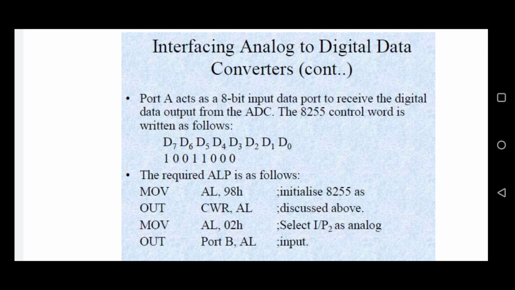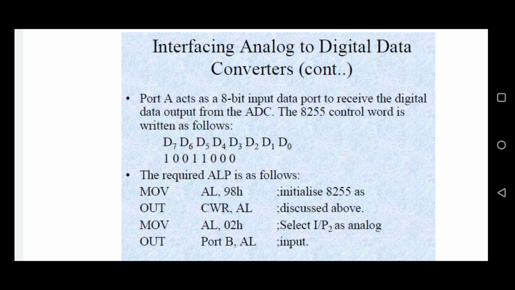The first four data pins, 1001, is nothing but 9, and 1000 is 8. Let us consider 8421 code, so 1001 is 9 and 1000 is 8. Now we are going to see the program.